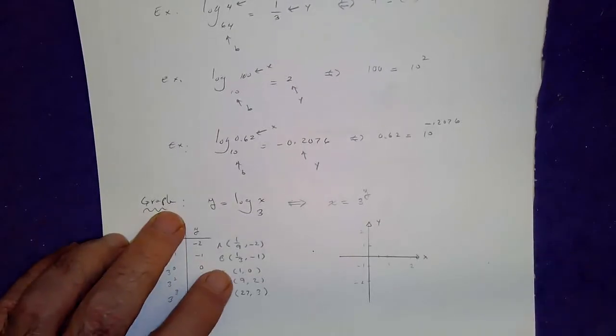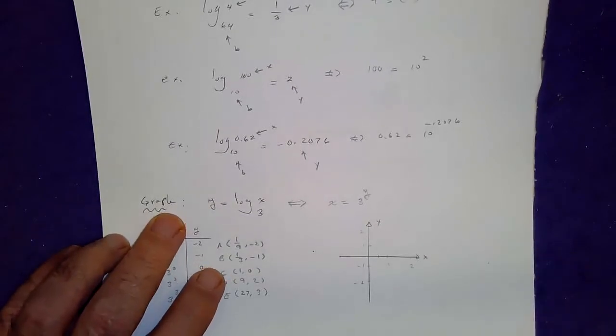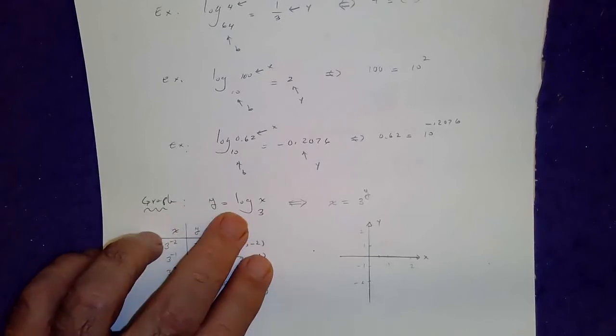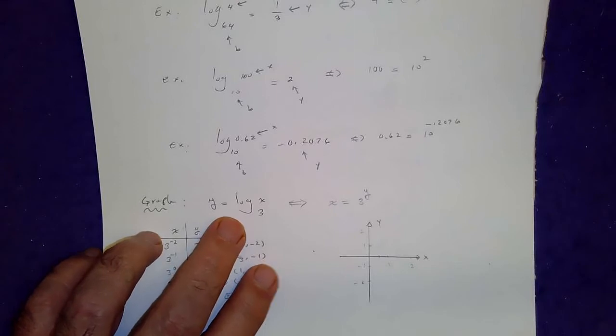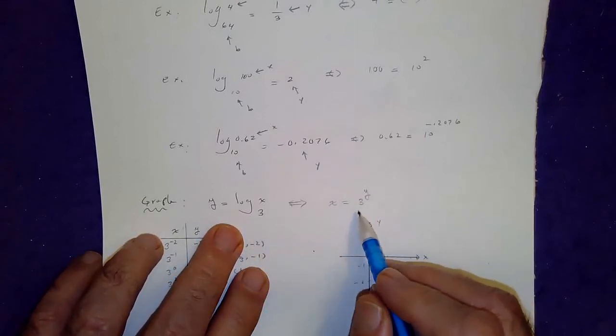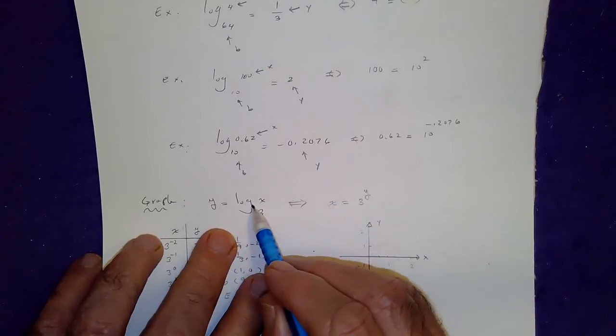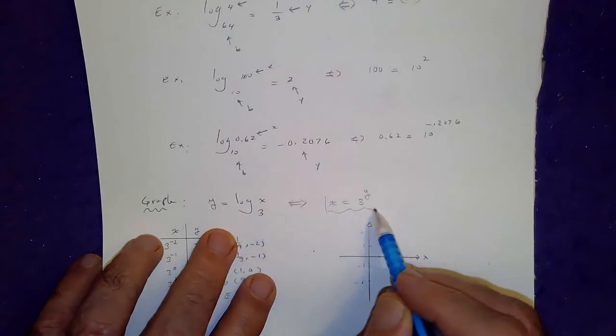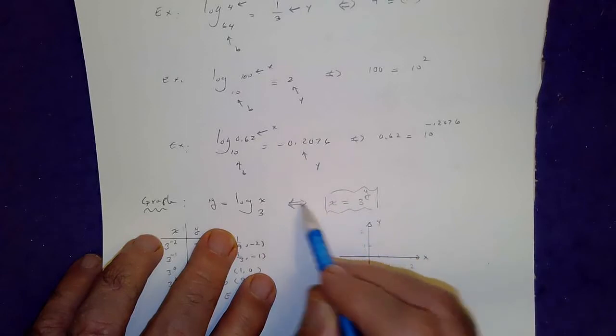Now that we know a little bit about logarithmic functions, which are the inverse of exponential functions, how would you graph a log? The way I graph it, I immediately change the logarithmic form to its equivalent exponential form. Instead of graphing this, I graph this guy. Remember, these are equivalent statements.